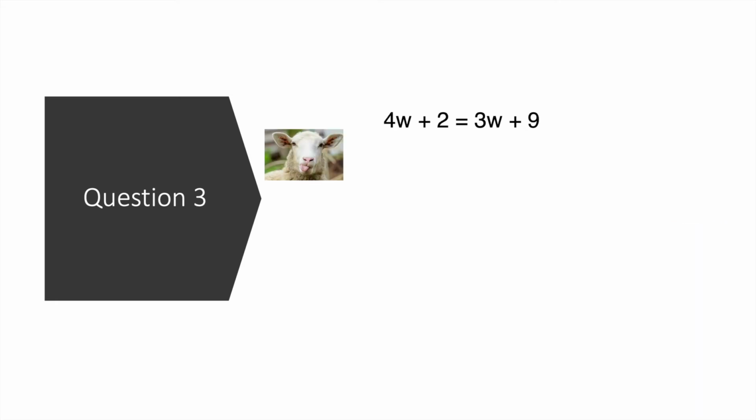Let's get this one. 4 woolly sheep plus 2 equals 3 woolly sheep plus 9. Now, it could be the weight of sheep, it could be the number of ticks on sheep, it could be a whole range of things, okay? But they're in balance, they equal. But I want to work out what 1w equals. So think about it, pause, and then play when you feel you understood it, or have an answer at least.